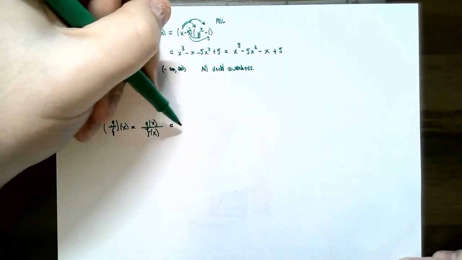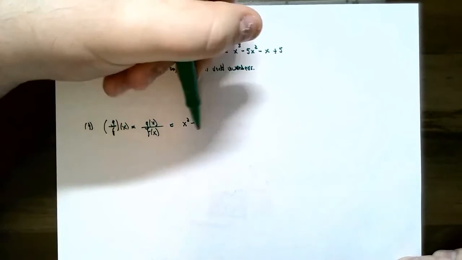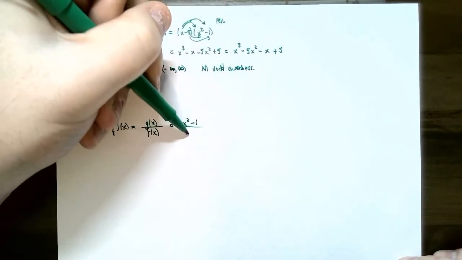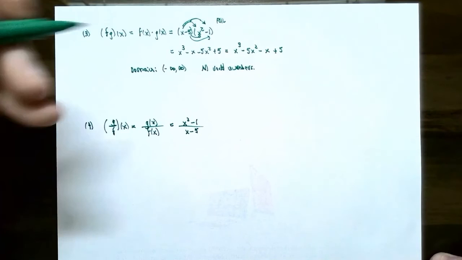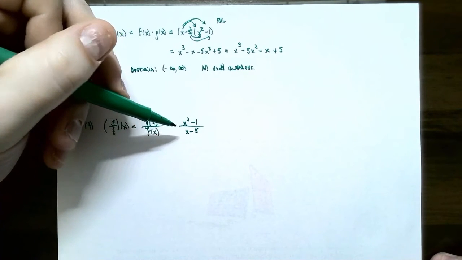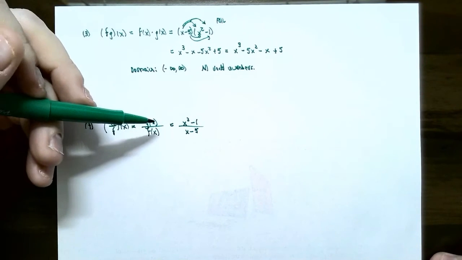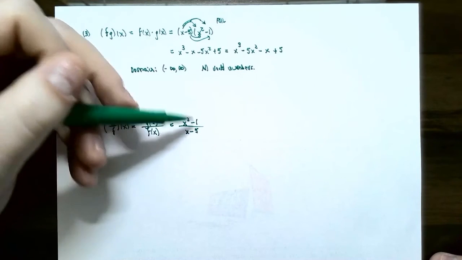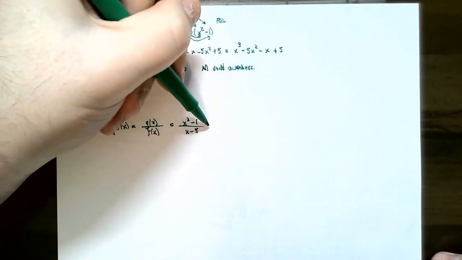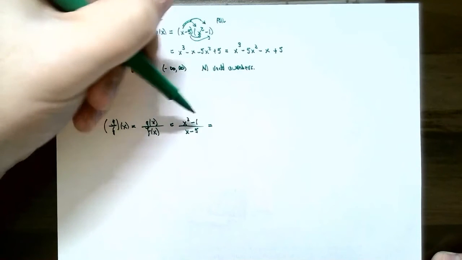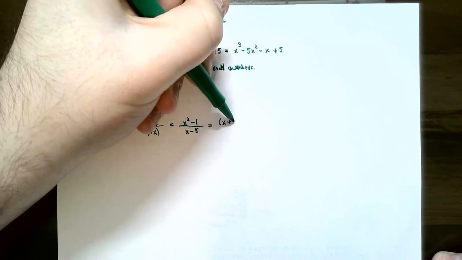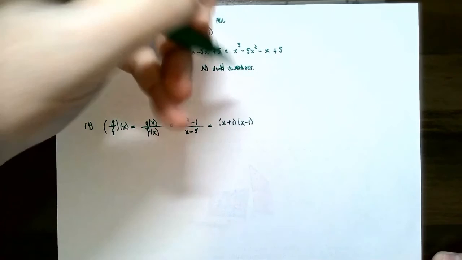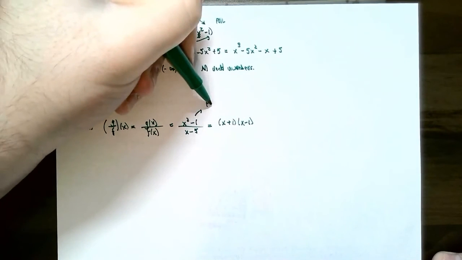So g of x was x squared subtract 1. F of x is x subtract 5. And this is simplified completely. You are only allowed to simplify if you have common factors in the numerator and denominator. So let's try factoring the numerator. X squared minus 1, that will factor as x plus 1 times x minus 1. So that was because we wanted to factor the numerator.